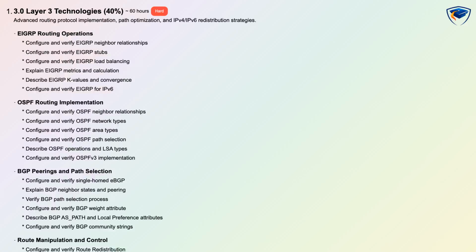You will learn to configure and verify EIGRP neighbor relationships, stubs, load balancing, and EIGRP for IPv6 while understanding EIGRP metrics, K-values, and convergence. You will also implement OSPF neighbor and area types, OSPFv3 and LSA operations, configure BGP pairings and path selection including AS path and local preference, and apply route manipulation like redistribution, policy-based routing, VRF Lite, prefix lists, route maps, and administrative distance tuning to prevent loops.